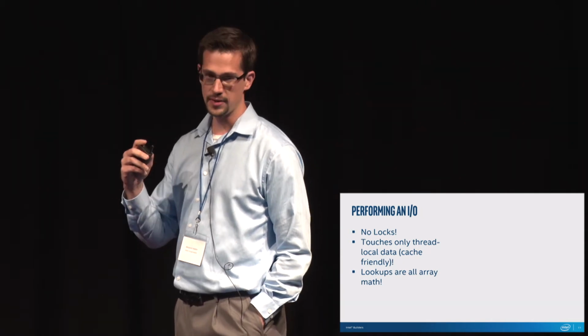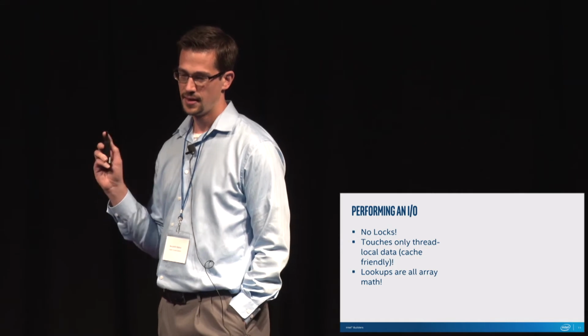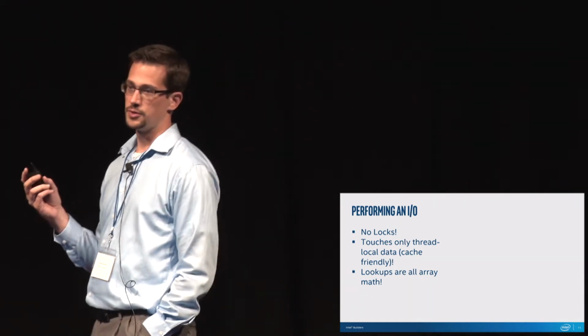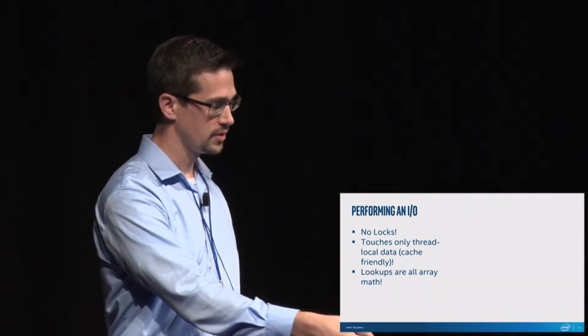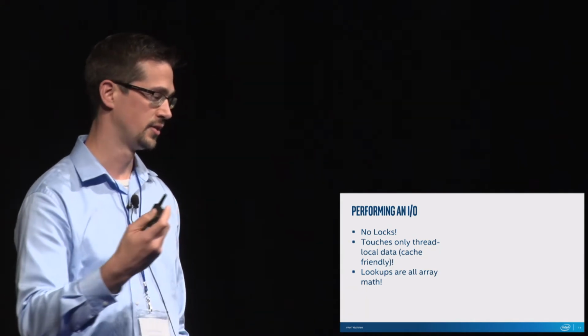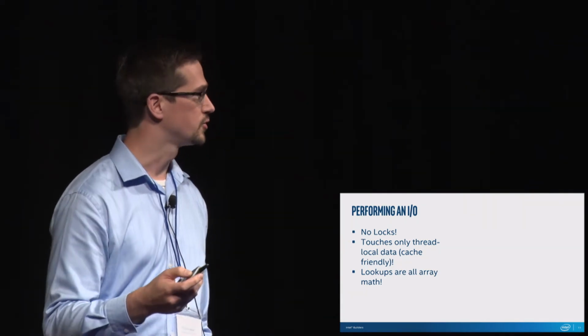So when we perform an I/O, we take no locks, the entire data path, all the way down to the device. We tend to touch only thread local data. So it's very cache friendly. The data we're looking at is only accessed by our thread, so it stays in our CPU's cache. And all the lookups are array math. There's no complicated data structures here.